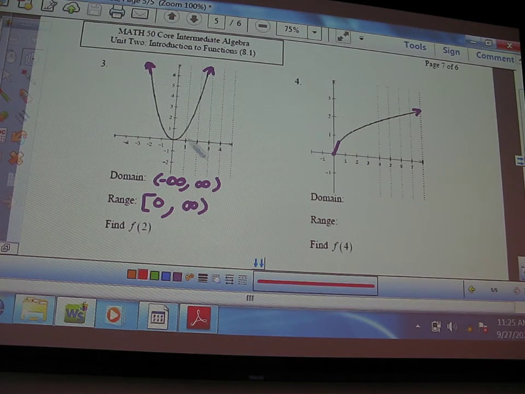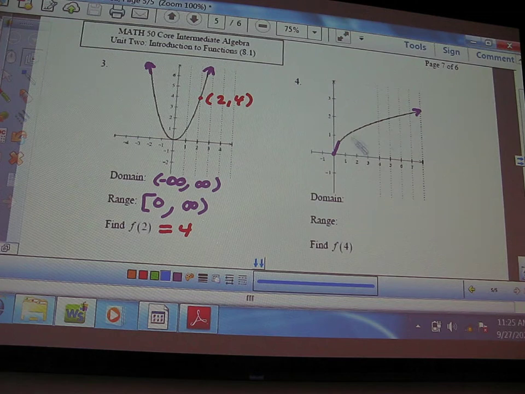Find f of 2. Let's see. When x is 2, my y is 4. Right? 2 comma 4. So f of 2 is 4. All right, good.